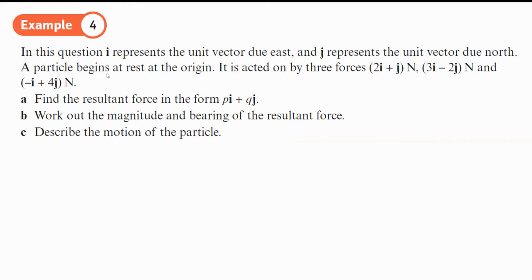So we've got a particle that begins from the origin, so it's 0, 0. It's acted upon by 3 forces: 2i plus j, 3i minus 2j, and minus i plus 4j. Find the resultant force. So just add the i's, and that'll give you P. Add the j's, that'll give you Q, and you can give the answer in that form. Work out the magnitude and the bearing of the resultant force and describe the motion of the particle.